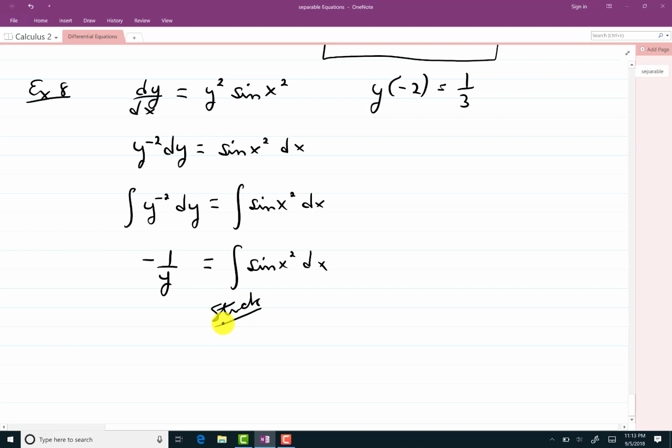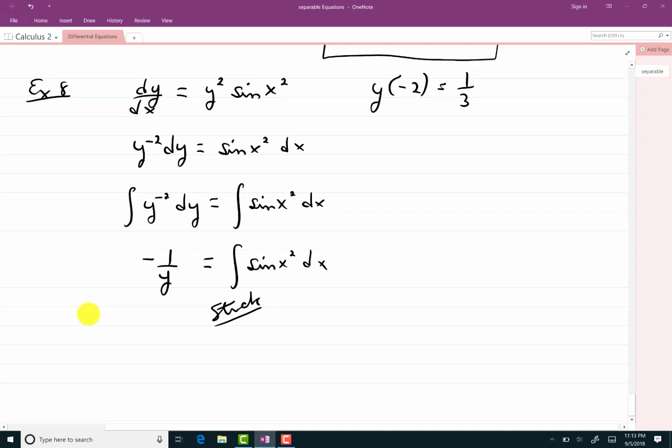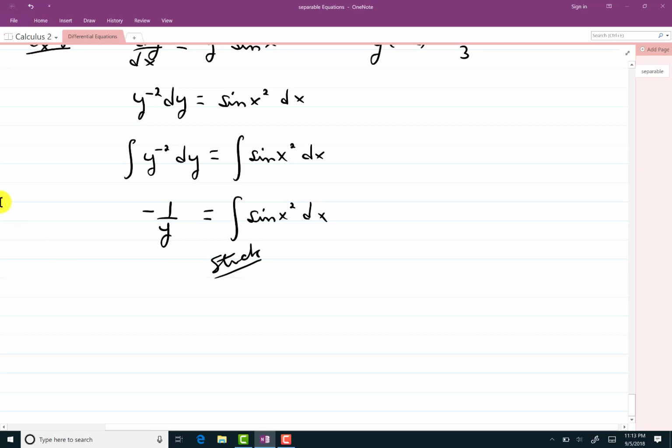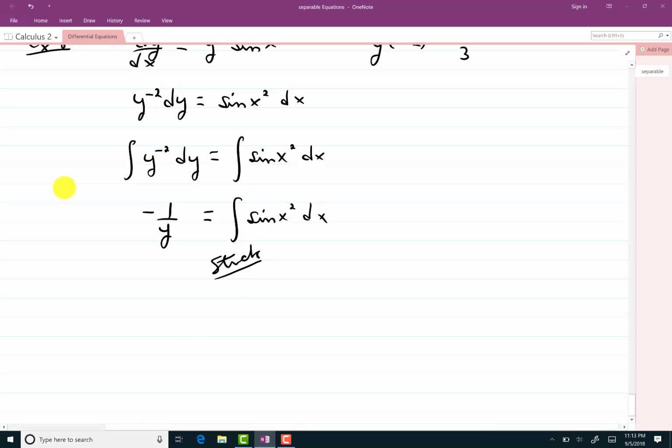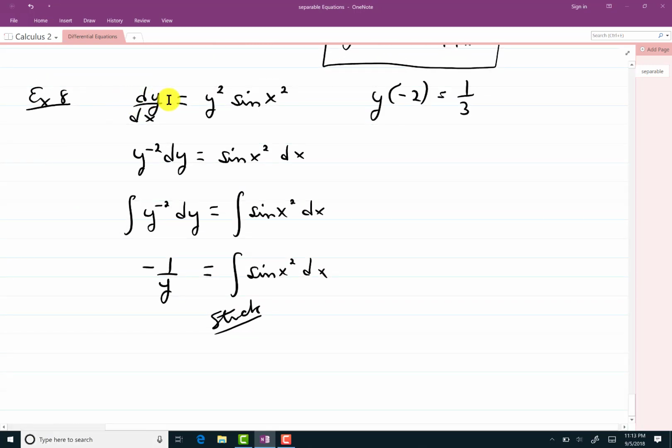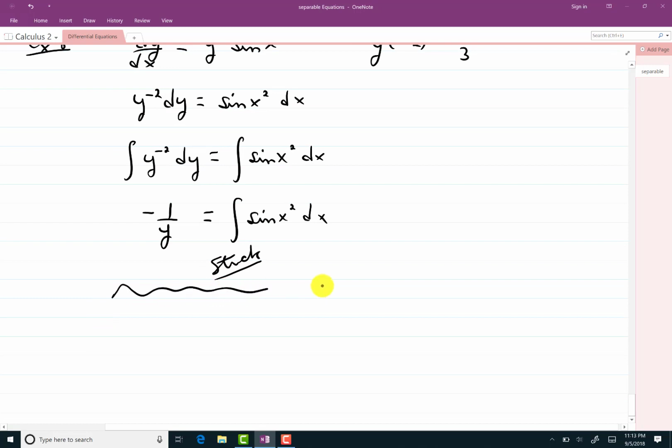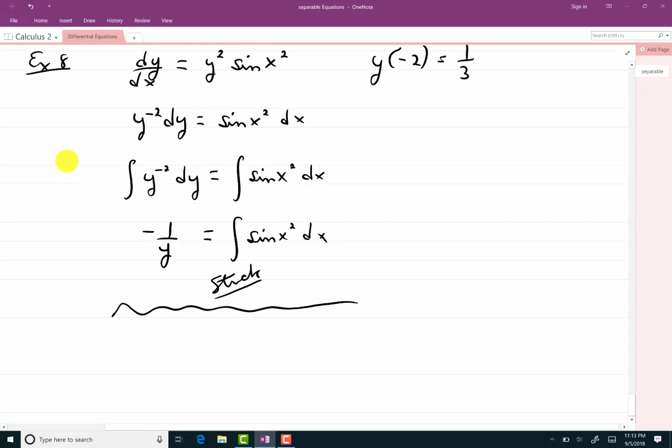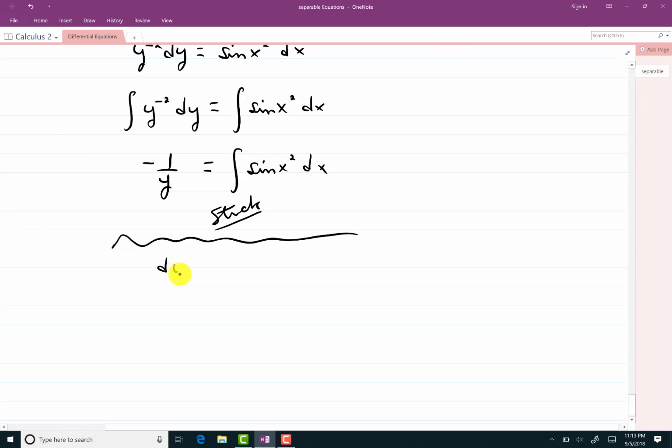So, I have a little trick to handle this. Let's come back to this right here. And as a matter of fact, let's come back to this right here. Let me go ahead and have this, the original equation. So we have dy over dx still equals y squared sine of x squared.